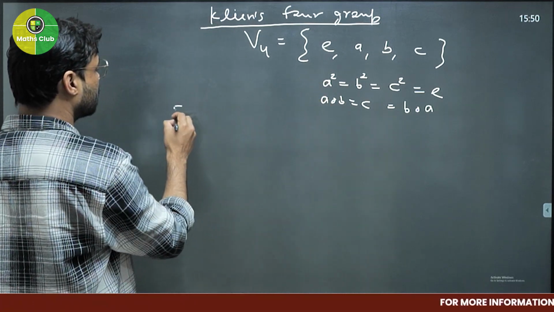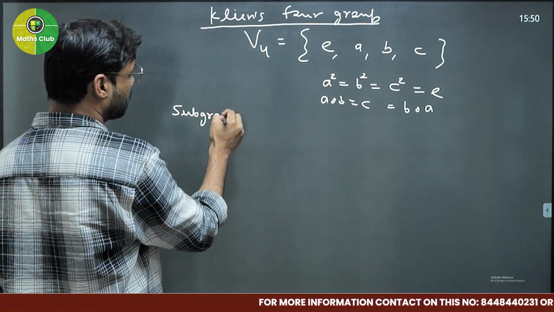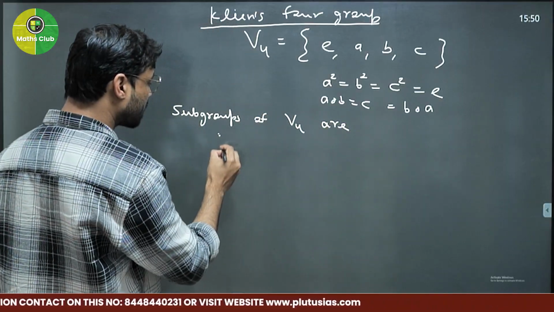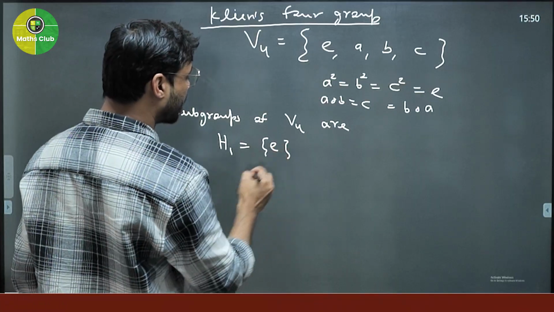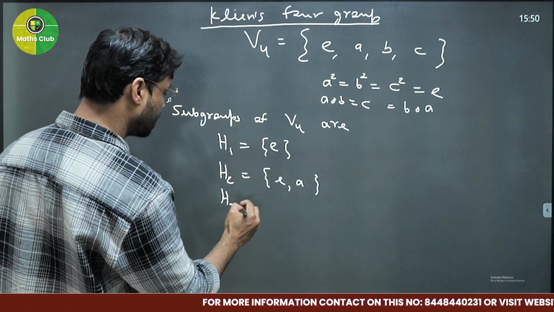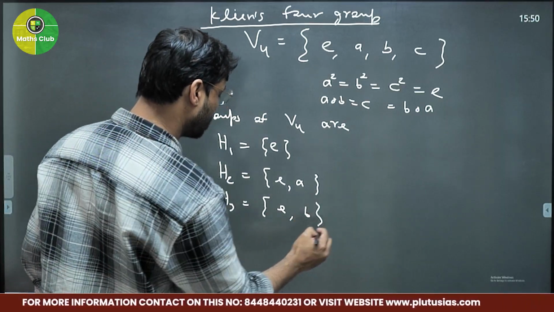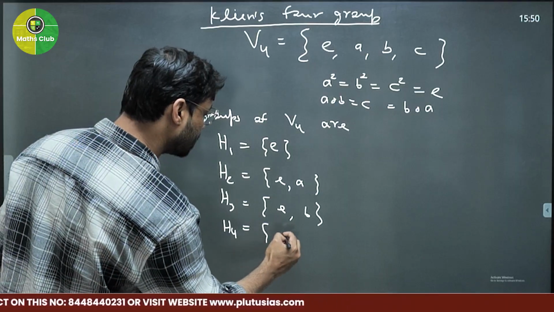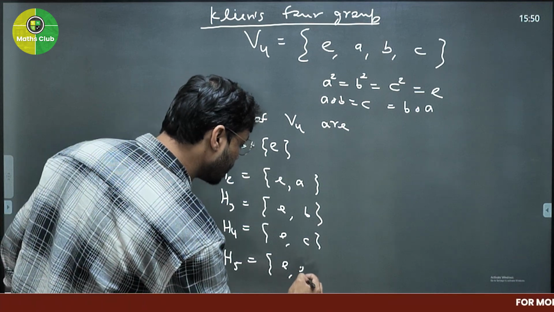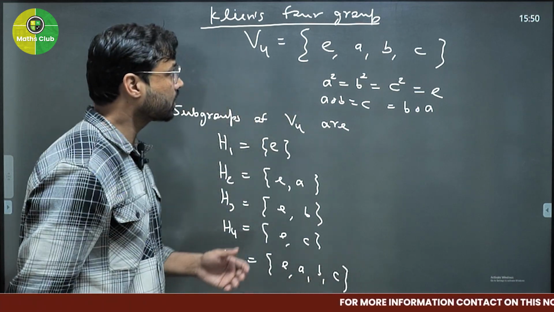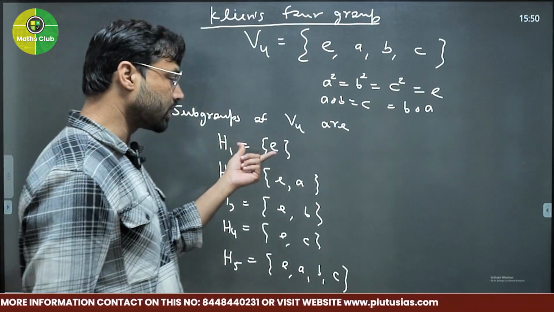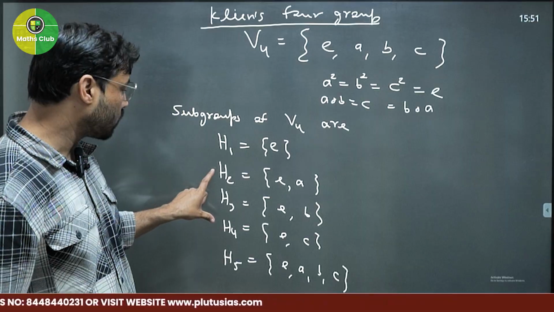So what are the subgroups of V4? How many subgroups? One subgroup is H1 equal to the identity, second is {e, a}, third is {e, b}, one more is {e, c}, and the last one is {e, a, b, c}. So Klein's 4 group has 5 subgroups in total, where the last is the improper subgroup, the first is the trivial subgroup, and the others are non-trivial proper subgroups.